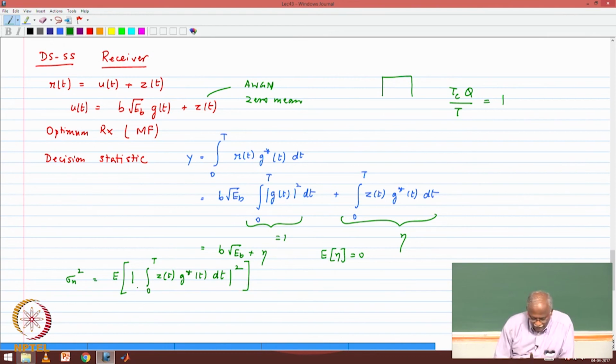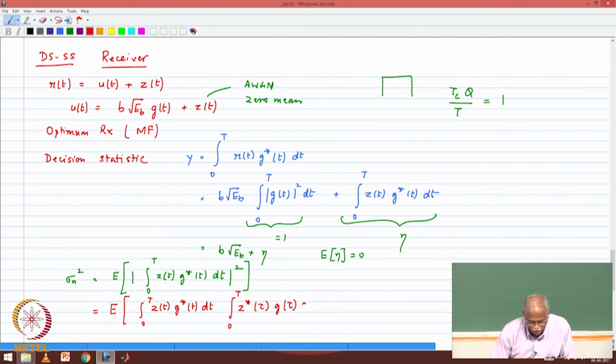Okay, I want you to be comfortable with this step, because we will see this operation many times. Again, this is not new to you, but I just want to make sure we are comfortable with it. I'm going to write this magnitude squared as two integrals, one the integral and then its conjugate. So this is the expected value of the integral from 0 to T of z(t) g*(t) dt, times the integral from 0 to T, where I change the variable of integration and conjugate everything, z*(tau) g(tau) d tau.